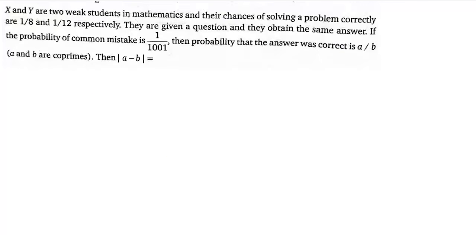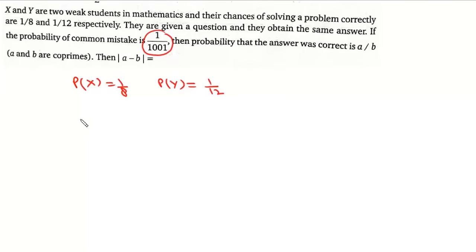Now here the question is, X and Y are 2 weak students in mathematics and their chances of solving a problem correctly are 1 by 8 and 1 by 12. So the probability that X solves the problem correctly is 1 by 8 and Y solves the problem correctly is 1 by 12. Now it says they are given a question and they obtain the same answer. If the probability of a common mistake is 1 upon 1,001, then the probability that the answer was correct is A upon B, where A and B are co-prime. Then find the value of mod A minus B.